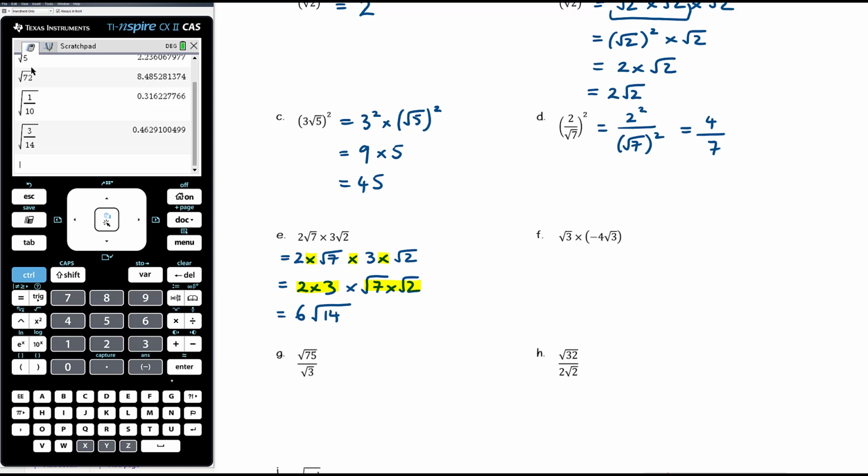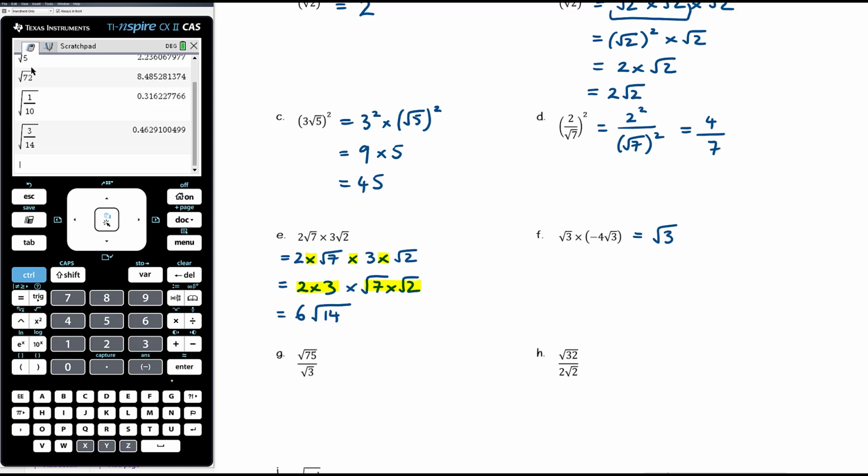Okay, part F, root 3 times negative 4 root 3. Now, this bracket's not really doing anything. Technically, it would still be exactly the same calculation without it. It's just emphasising that the negative belongs to the 4 root 3. You're not subtracting 4 root 3, but the multiplication here means that you're not subtracting anyway. So those brackets are not necessary, they're just there to help clarify what's happening.